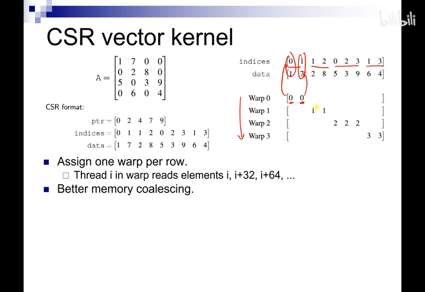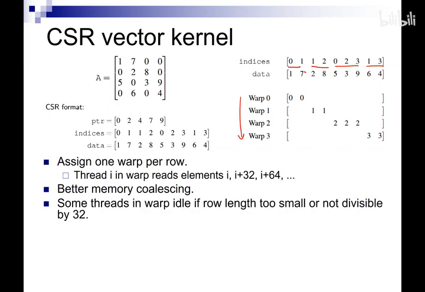Likewise, you have warp 1. You have two threads, and they're gonna be accessing these. This is one thread, this is a different thread, and you see that the locations they access are again consecutive. So in general, all of the threads are going to be accessing consecutive memory locations. That means that we get much better memory coalescing.